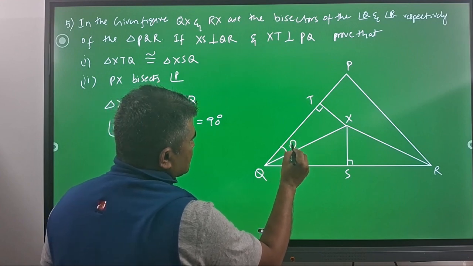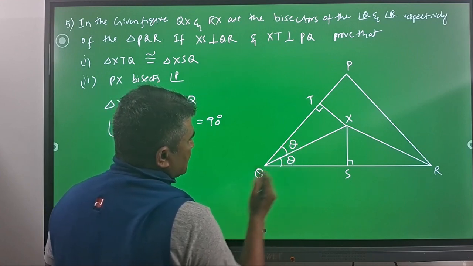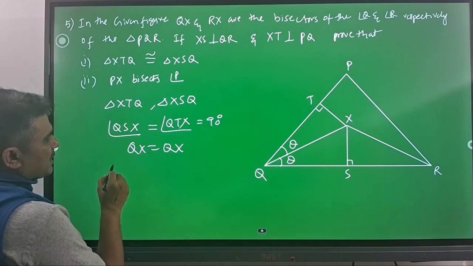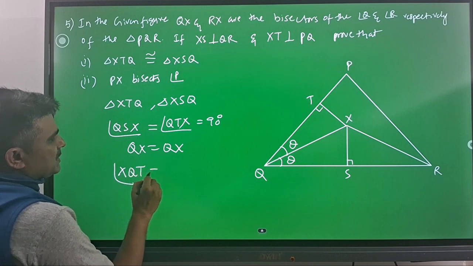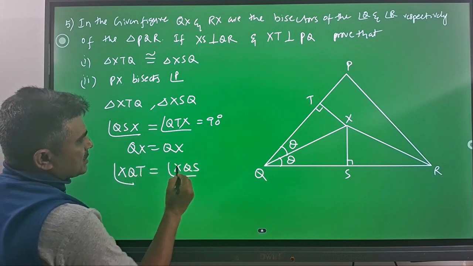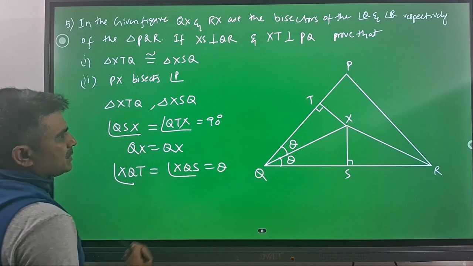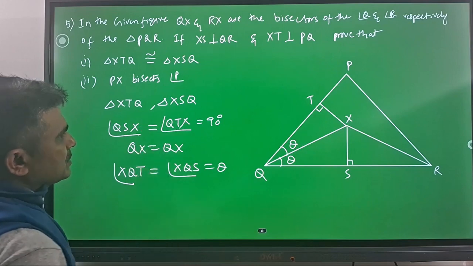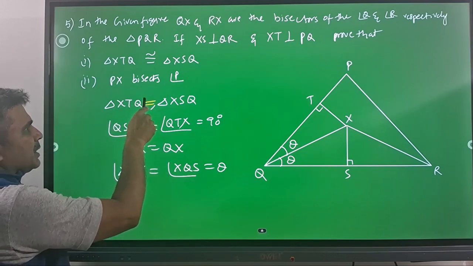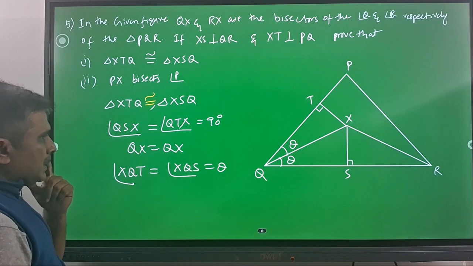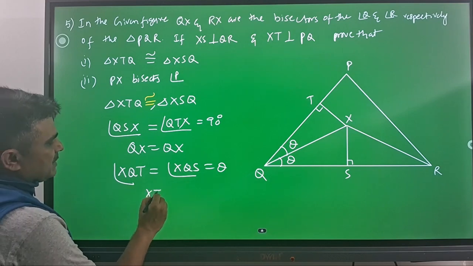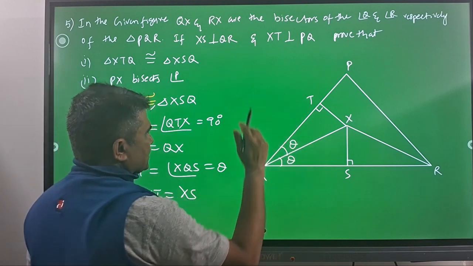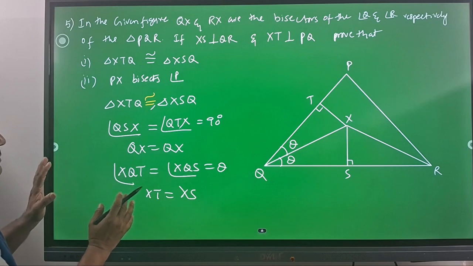That means if it is here, it is theta as angle, here also will be theta. It is bisecting the angle, that means it is cutting equally. So here angle XQT is equal to angle XQS also, which is theta. So here the angle side angle relation is followed by these two triangles. So these two triangles are congruent. From this congruency, we can easily say that XT is equal to XS, which are the perpendiculars drawn from X. Okay, so this is proved.